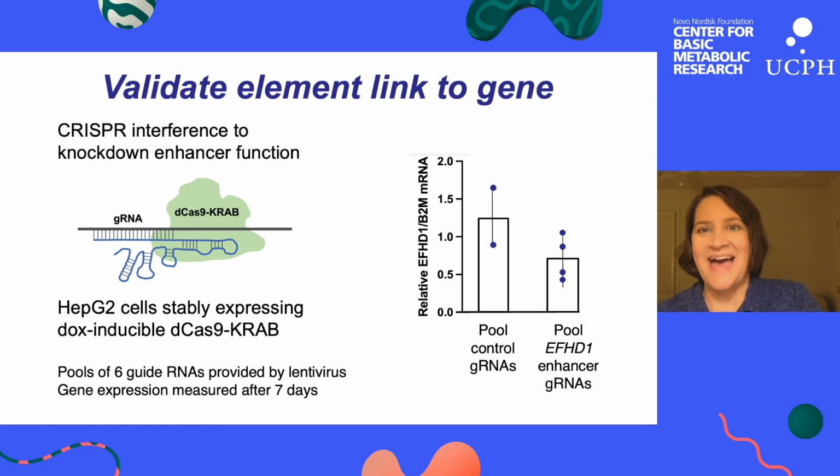Finally, we validated the regulatory element-linked gene by knocking down the regulatory element. So we used CRISPR interference in HepG2 cells that are stably expressing dCas9 and a KRAB repressor domain. And we showed that when we use a pool of control guide RNAs and compare that to a pool of guide RNAs bringing this KRAB domain to repress the enhancer in this particular region, the EFHD1 gene shows reduced expression. So we connected each piece: the genetic variant, the regulatory element, and this particular gene.